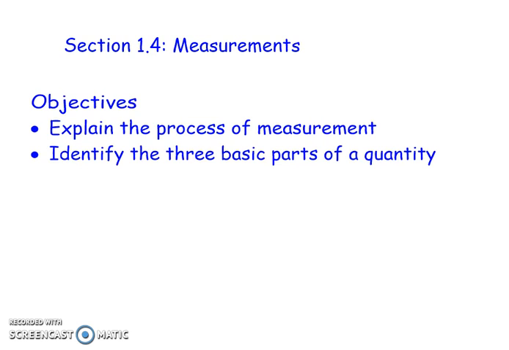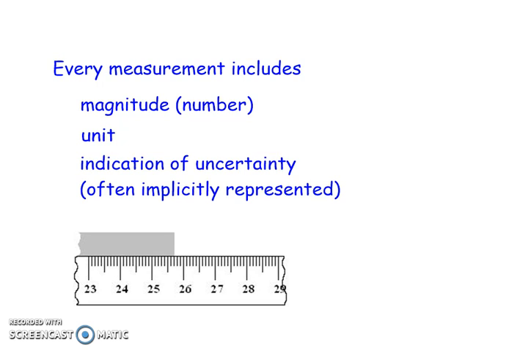Be able to explain the process of measurement and identify the three basic parts of a quantity. Whenever you make a measurement, it must include the magnitude, a number that tells us how big something is. A unit, without which the number means nothing. If we say it has a length of 5, is that 5 miles or 5 millimeters? The unit gives us a standard so that we can actually understand how big that specific quantity is.